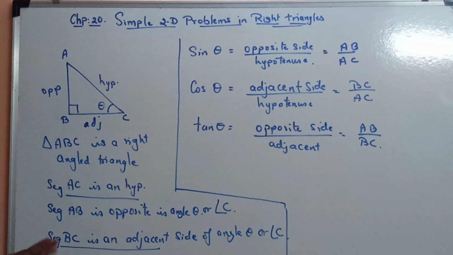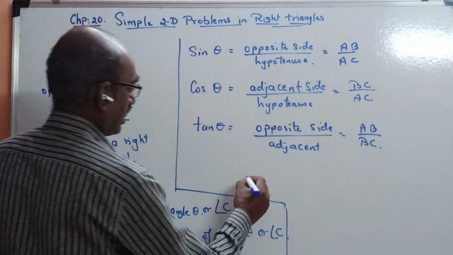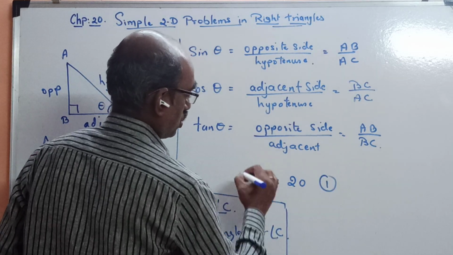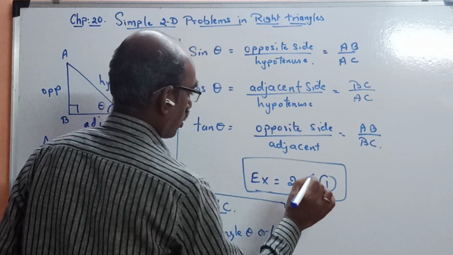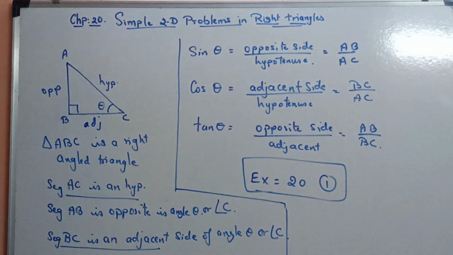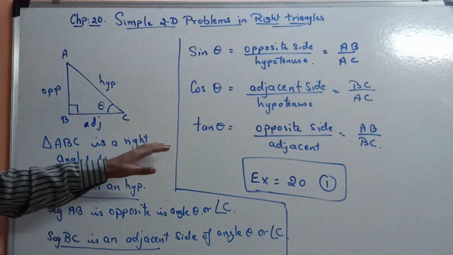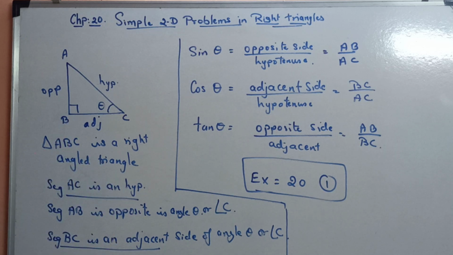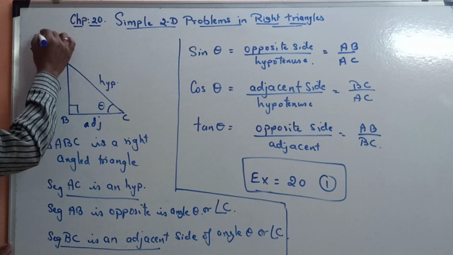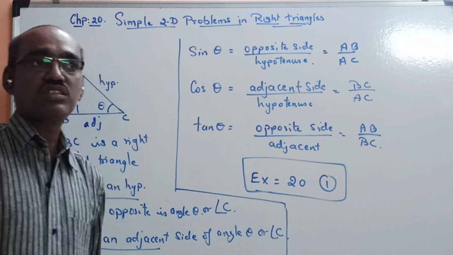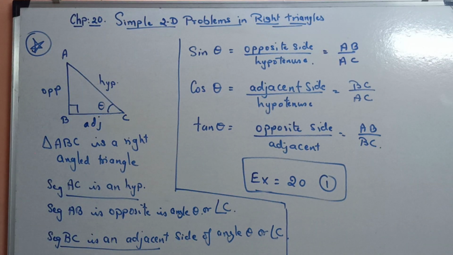After this, we will directly go for exercise 20, first question. We'll do only this for today's sake, so that you will understand why you have written all these things and what the necessities are. Based on that, exercise 20, the first question is very important for you to do. There are 3 questions in it. You have to find the value of x and the value of y.